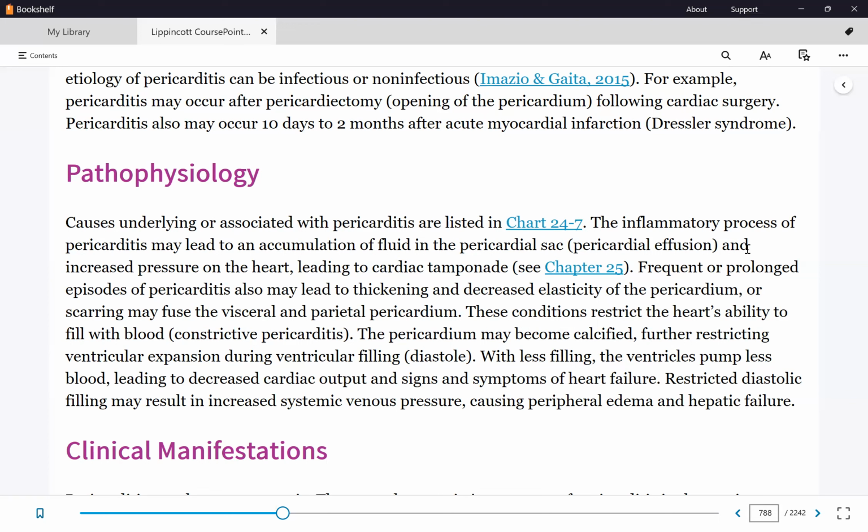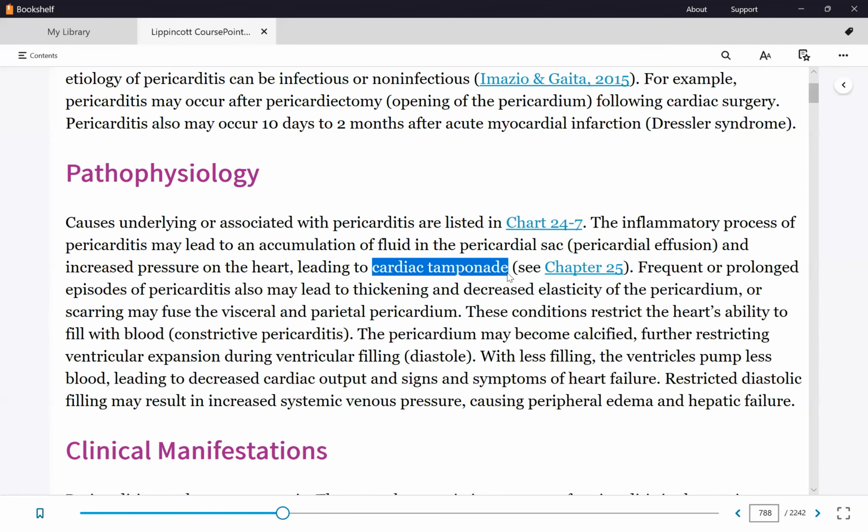Kind of like a blister. So there will be increased fluid, because the fluid there is supposed to be only between 2 and 5 ml, just for lubrication. But now, because of the constant rubbing, that fluid could potentially increase. If it reaches 50 ml or more, we call that condition cardiac tamponade.